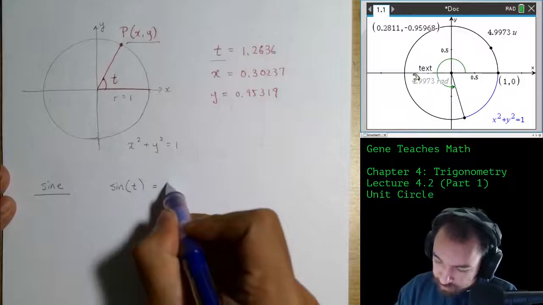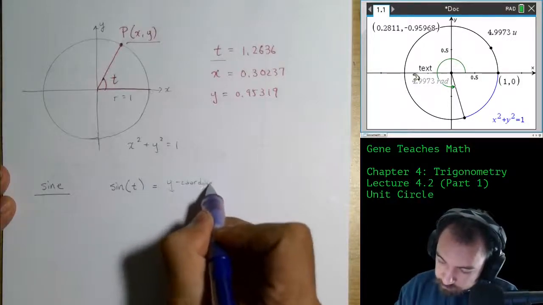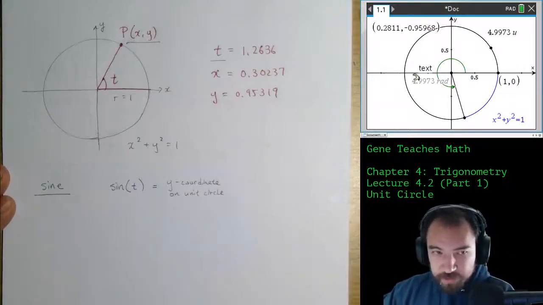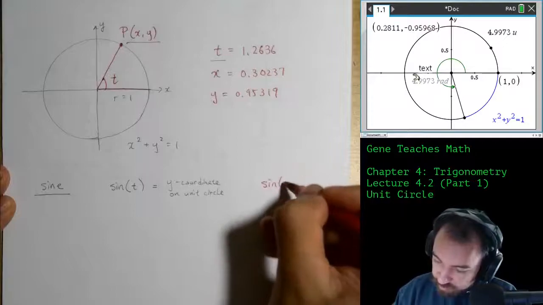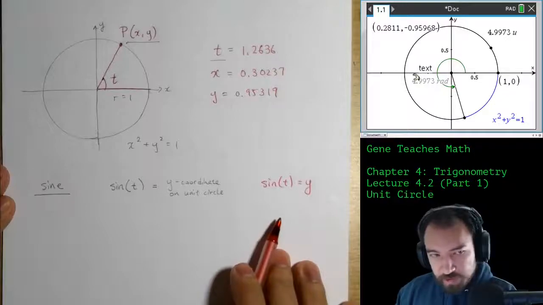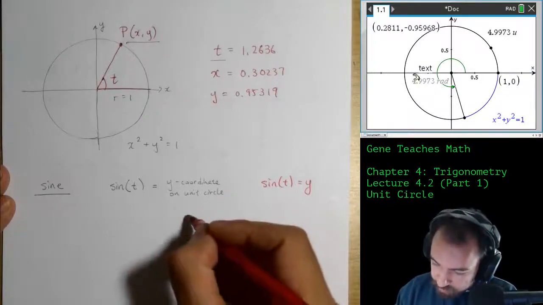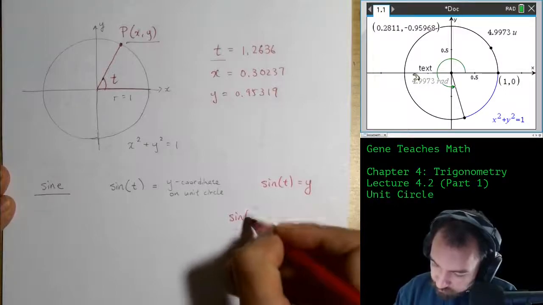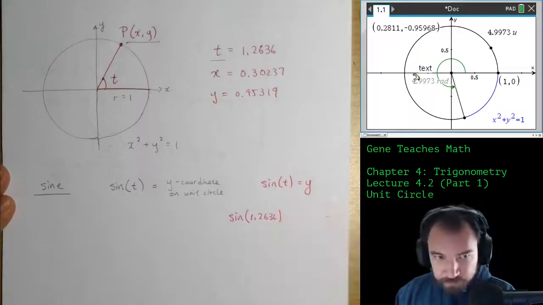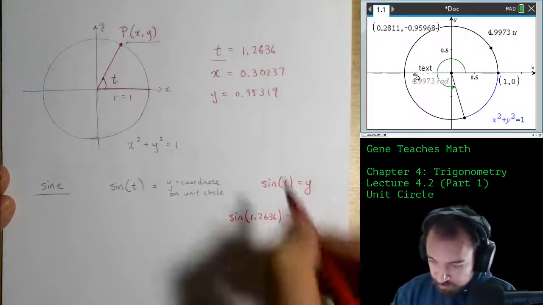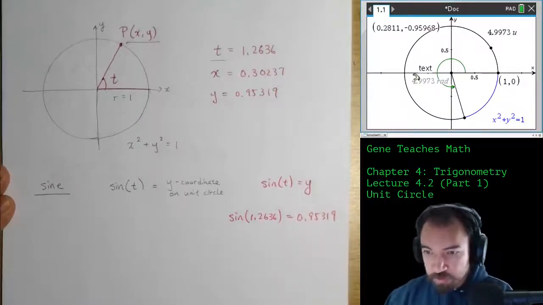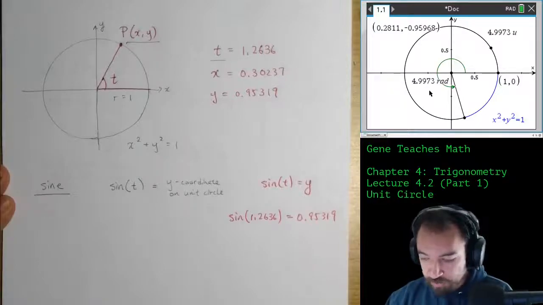We're going to define this as the y coordinate on the unit circle, which perhaps in this context we can simply say sine of t equals y to understand that relationship. So what that actually means here is if I wanted to write sine of 1.2636, then this should get me, according to the definition, the number 0.95319. Or alternatively, you see on the screen now, I have a different point, right?